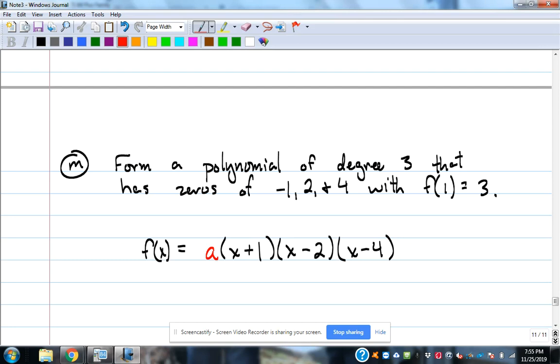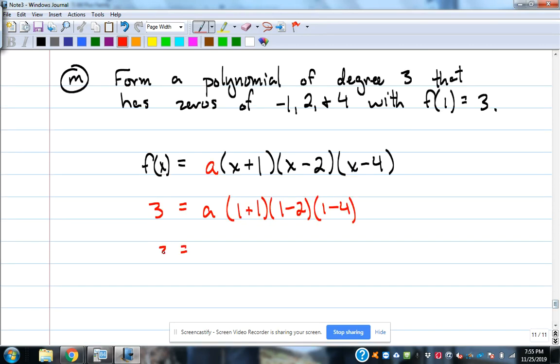Because I can plug this in the place of X and this in the place of Y and work that out. Okay? If I plug in 1 for X and 3 for Y, where's Y at in this problem? What part of all of this is Y? F of X is Y. So I'm going to replace F of X with 3 over here. We'll put a 3 there. I don't know what A is, but I know X is 1. Oh, 1 minus 2. And then 1 minus 4.